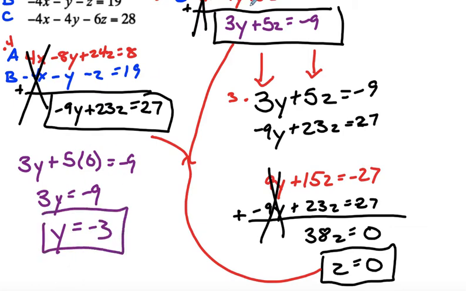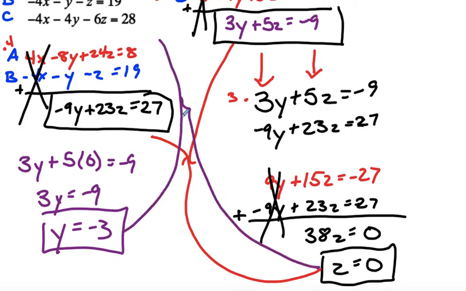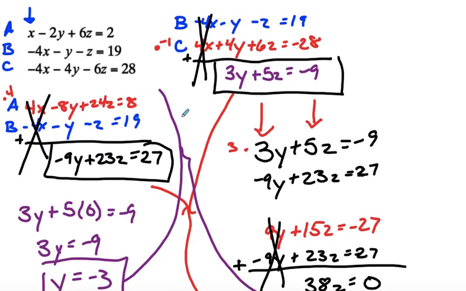Now that I've got those two values, I can go back to one of my original equations at the top of the page and find my x value, because that's the only one we're missing. So I'm going to use the top equation because that looks the easiest. So x minus 2 times negative 3, because we said y was negative 3, plus 6 times 0, because we said z was 0, equals 2.